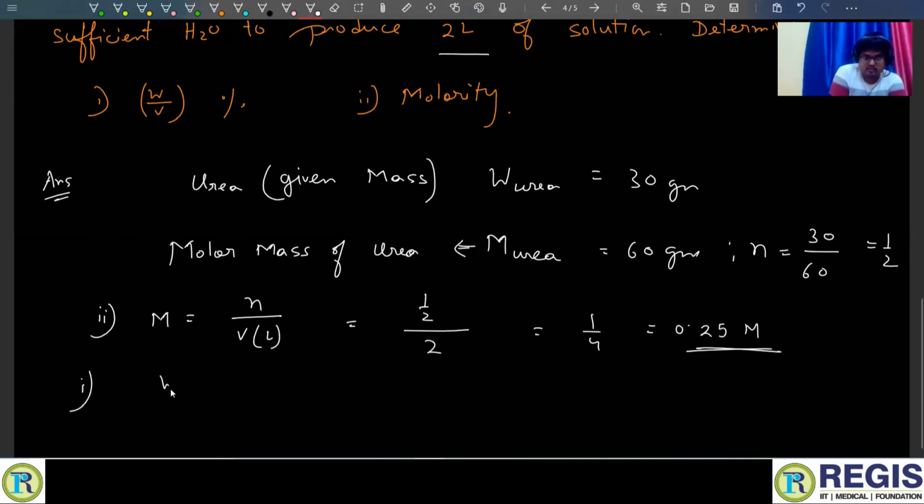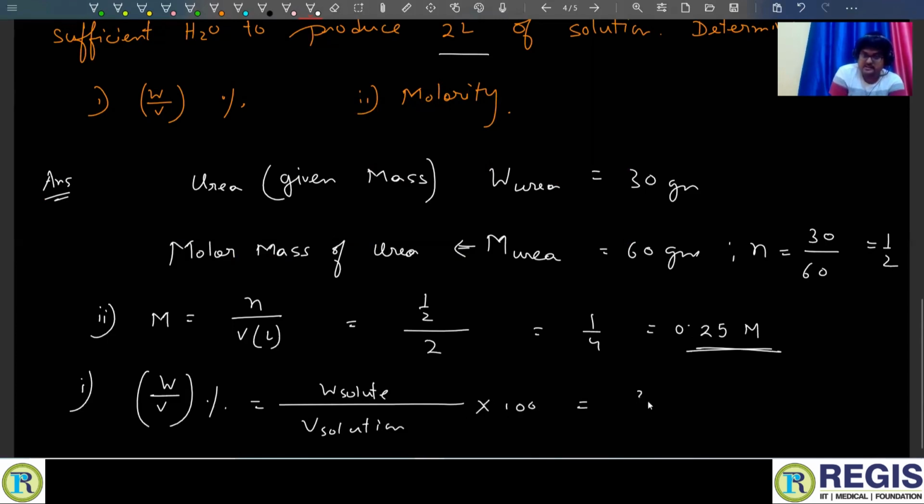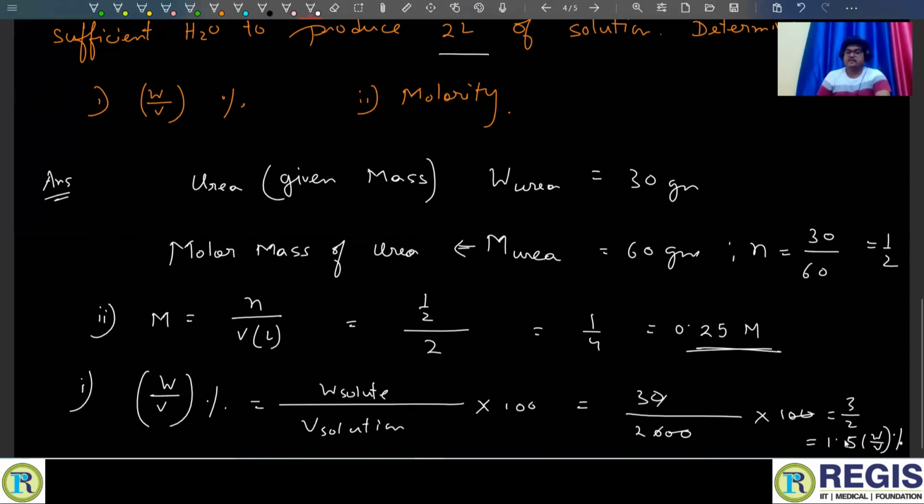Now the first question, what is the weight by volume percentage? Weight of solute divided by volume of solution, into 100. Now weight of solute, which is 30 gram. Now gram is a CGS unit, so liter you have to convert to ml. So that's why 2000 ml, multiplied by 100. Now if you calculate this one, you get 3 by 2, that means 1.5 weight by volume percent. Is it clear? Any doubt regarding this part? Tell me. Do you have any doubt? This stuff is clear? Okay.